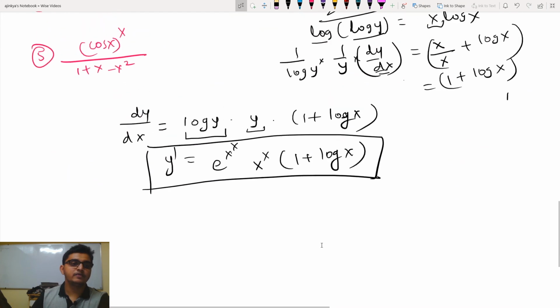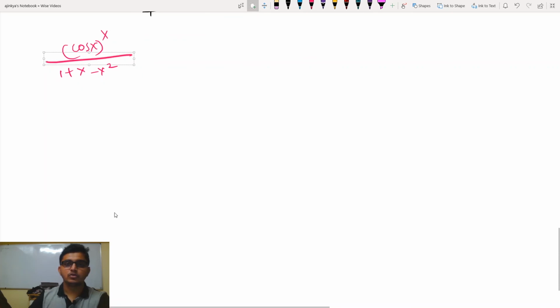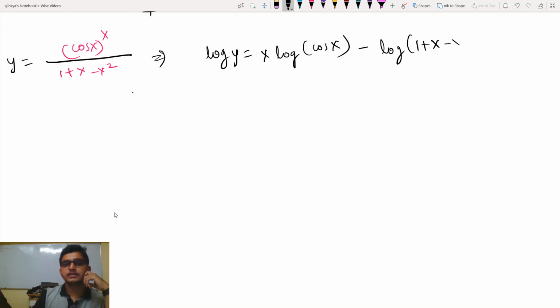Now we'll look at the fifth example. So just try to bring this down. We have the fifth example, which is cos of x raised to x, and in the denominator we have 1 plus x minus x square, which is y, right? So we can say that log of y is equal to, since we have numerator and denominator, log of cos of x raised to x, where the power comes down, minus log of 1 plus x minus x square.